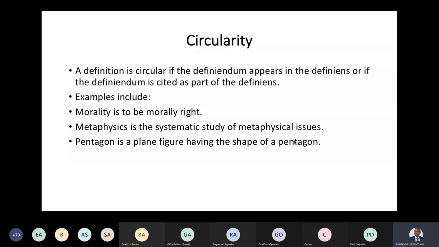Metaphysics is a systematic study of metaphysical issues. Pentagon is a plane figure having the shape of a pentagon. So these are circular definitions where you use the definiendum to define the definiendum.